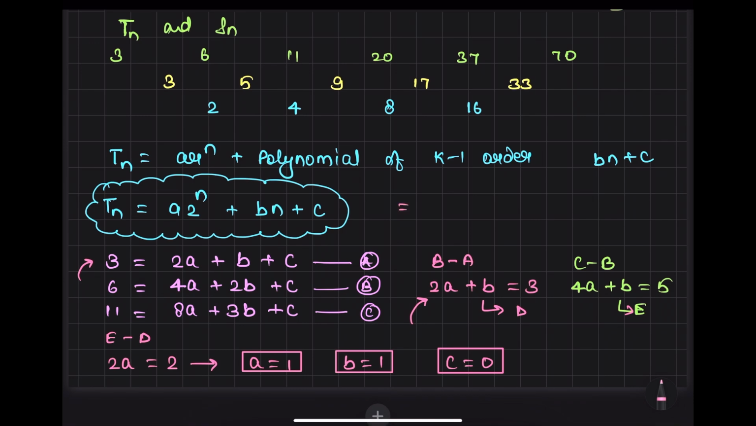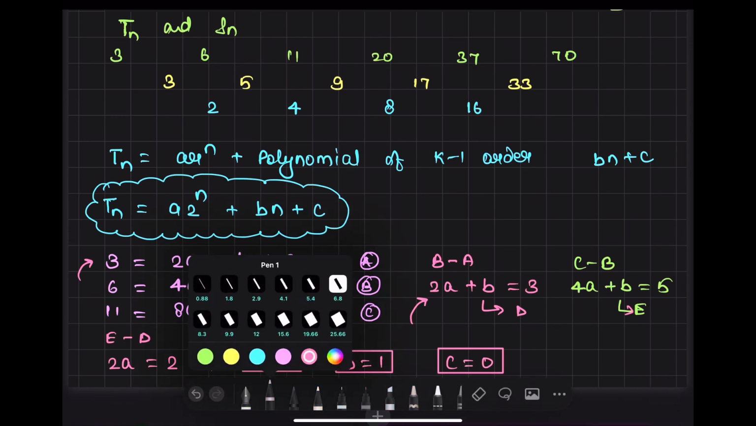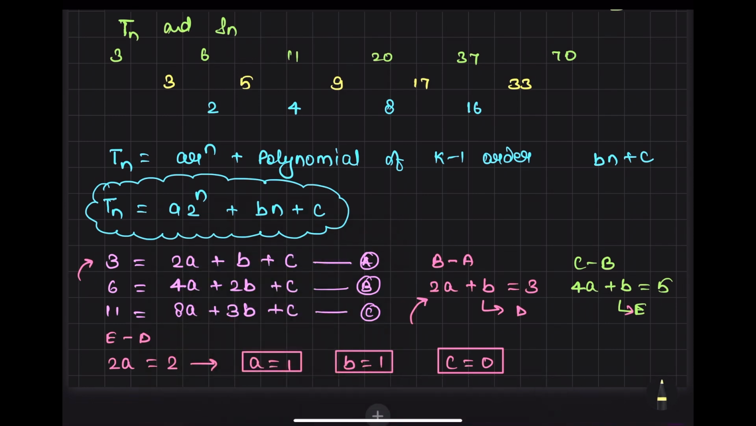Now you can write the formula for the Tn term, the final Tn. Final Tn will look like 2 power n plus, since b is 1, n. This is your formula for the nth term. Now you can apply the limit.